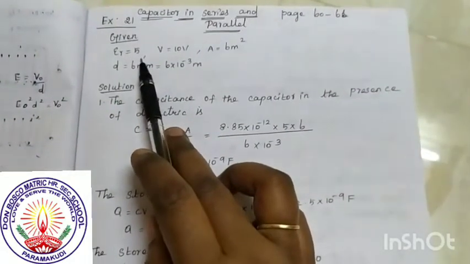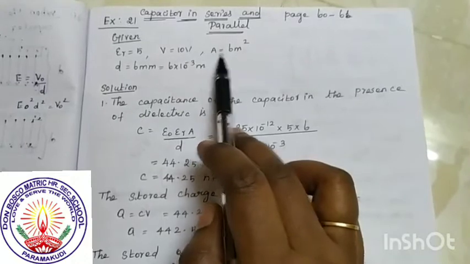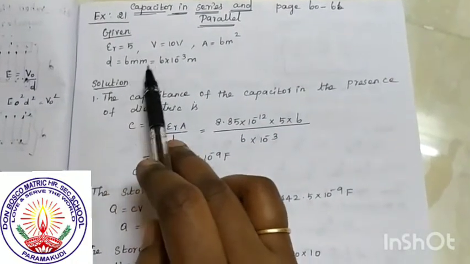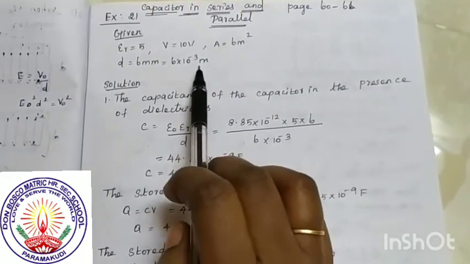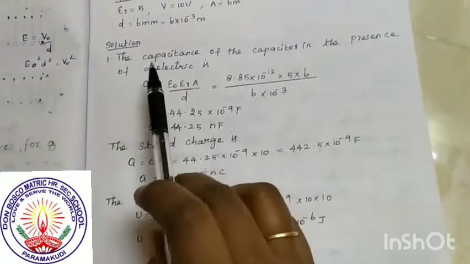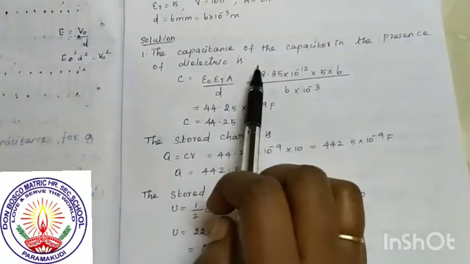The solution is: epsilon r is given as 5, the voltage is 10 volt, and the area is 6 centimeters squared. The distance is 6 millimeter, and the millimeter is converted into meter, so 6 into 10 to the power minus 3 meter. So the first question is, the capacitance of the capacitor in the presence of dielectric.